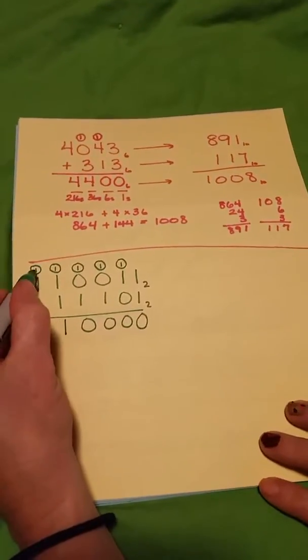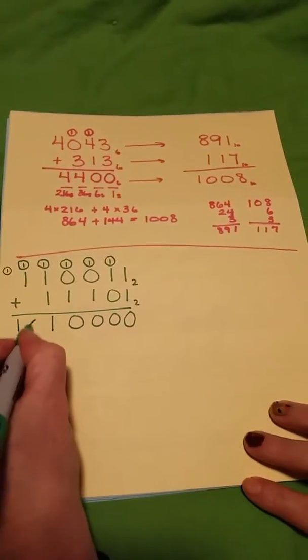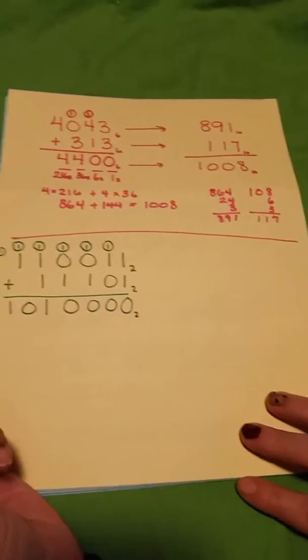And then our last place value, 1 plus 1, is a group of 2, which would go into the next space and no leftovers. Okay, since that's our last space, we can just bring it down. So there's our answer in base 2.